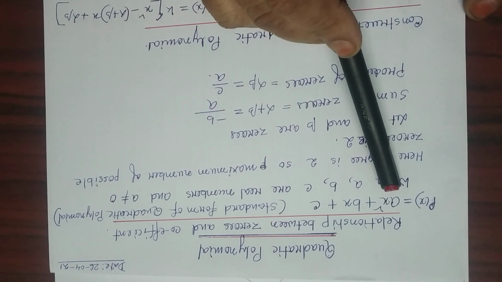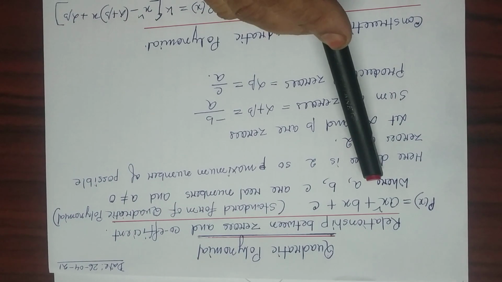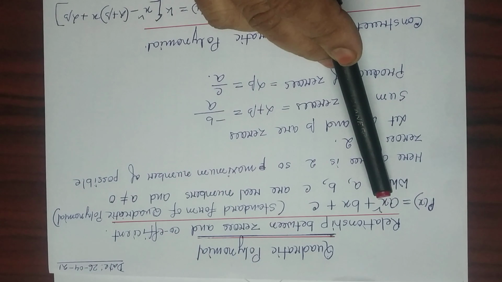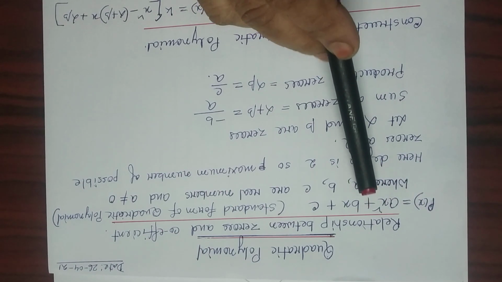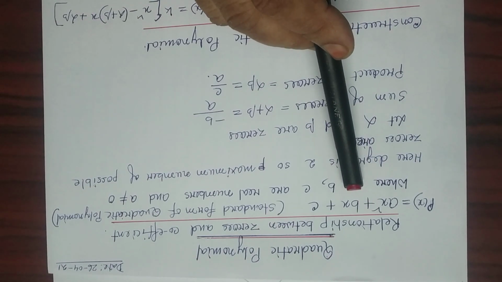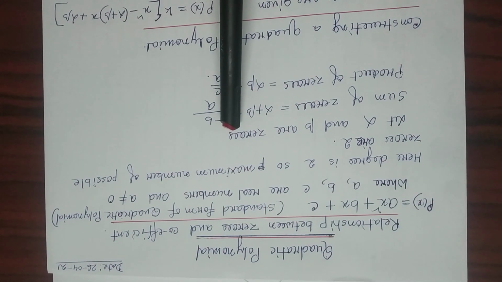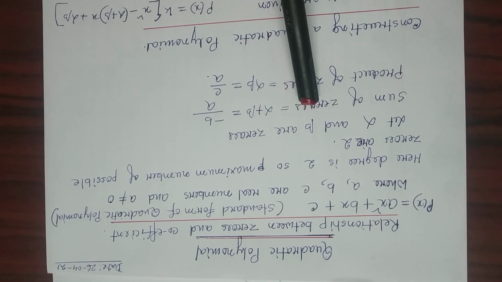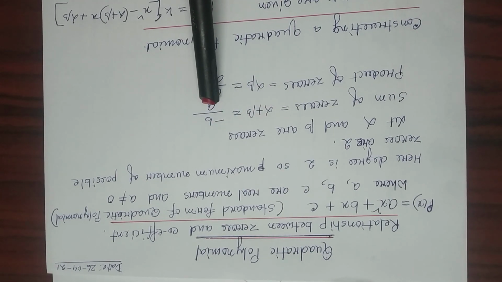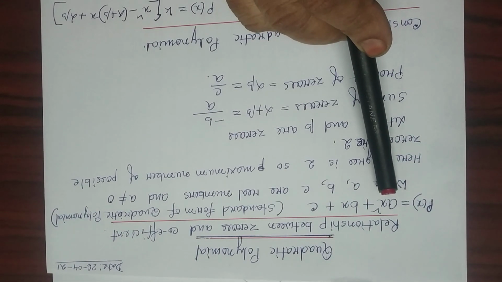So, a not equal to 0. Now, here degree is 2. X square means power of x is 2. If degree is 2, then the maximum number of possible zeros is 2. Let alpha and beta be the zeros. Then sum of zeros, alpha plus beta, is equal to minus b by a. B is the coefficient of x and a is the coefficient of x square.